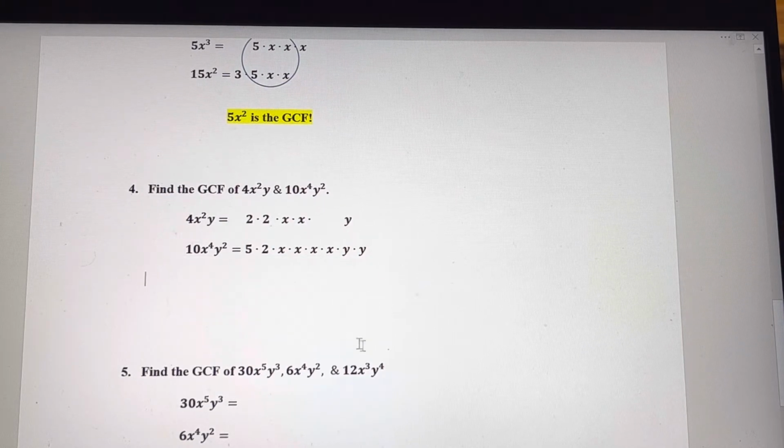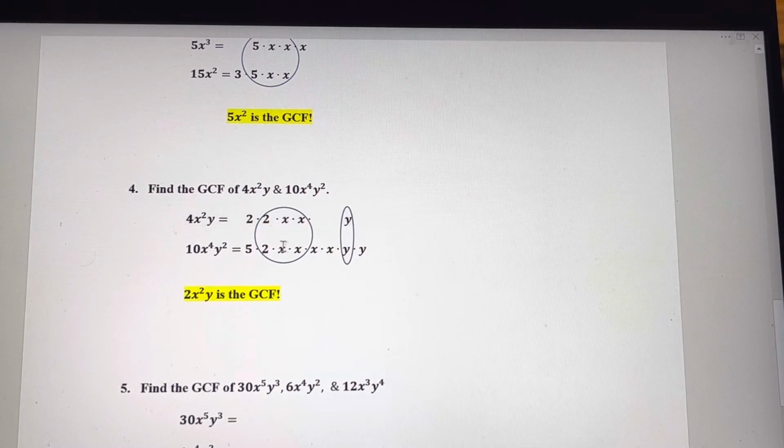So what do they have in common? Well, the first thing they have in common is this 2. Then they have 2 of these x's in common. And then they have 1 y in common. So my GCF is going to be the product of these four values: 2 times x times x times y. X times x is x squared, and I've only got this one y, so y to the first. So my GCF is 2x squared y. That's the greatest monomial expression that both of these are divisible by.